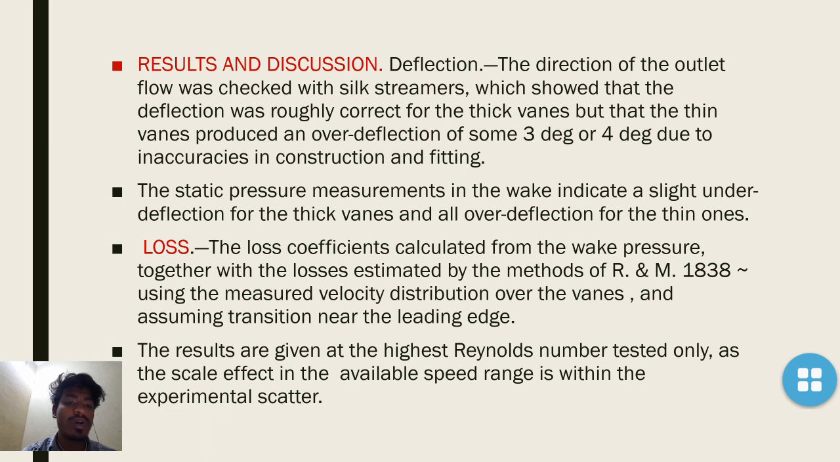Loss. The loss coefficients calculated from the wake pressure, together with the losses estimated by the methods of RNM 1838, using the measured velocity distribution over the vanes and assuming transition near the leading edge. The results are given at the highest Reynolds number tested only, as the scale effect in the available speed range is within the experimental scatter.